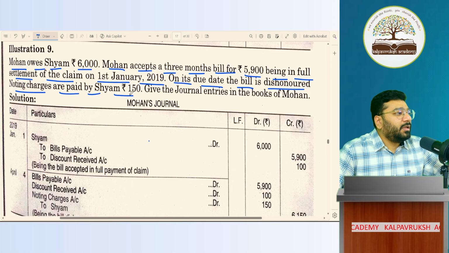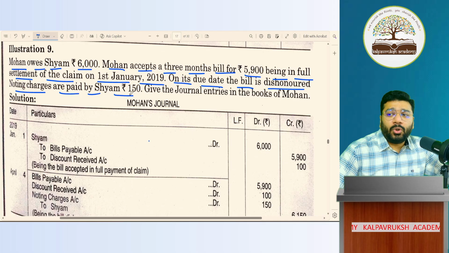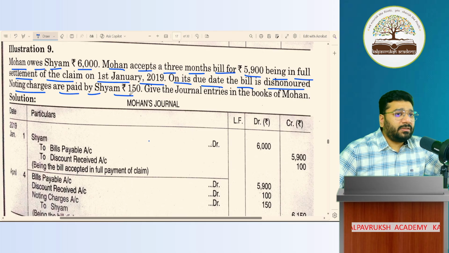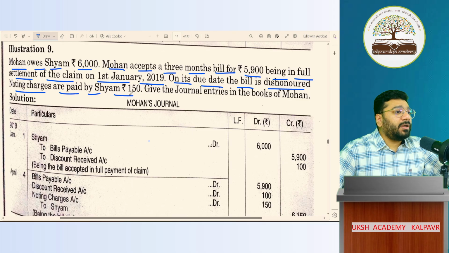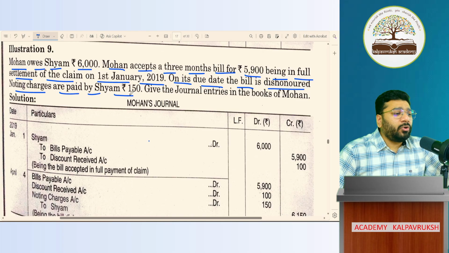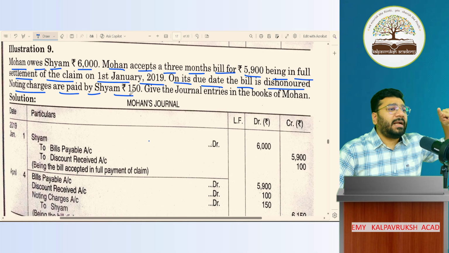What are noting charges? A charge that you pay to the notary public. What does the notary public do? When the bill gets dishonored, the notary public is generally invited by the seller to represent the bill and note down the facts of the dishonourment. So he will check whether the bill is dishonored because the bill is not presented, or because the bill is presented but not paid. He will do the representment, check for what reason the dishonourment has happened, and document that reason. For doing this job, he will charge an amount called noting charges. These noting charges are ultimately paid by the person who is responsible for the dishonourment of the bill.